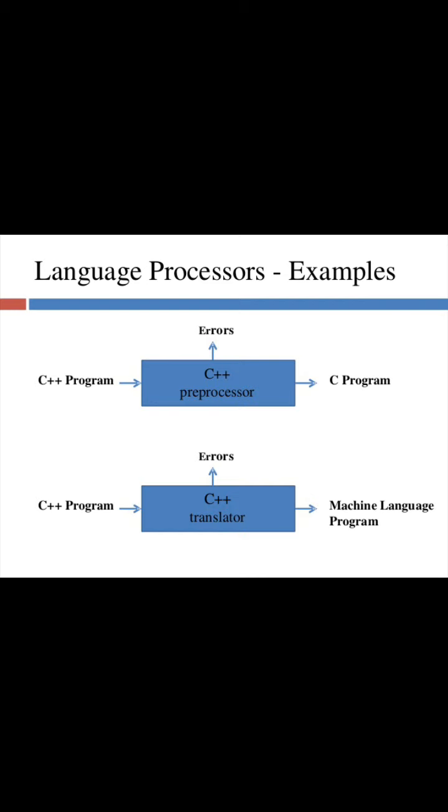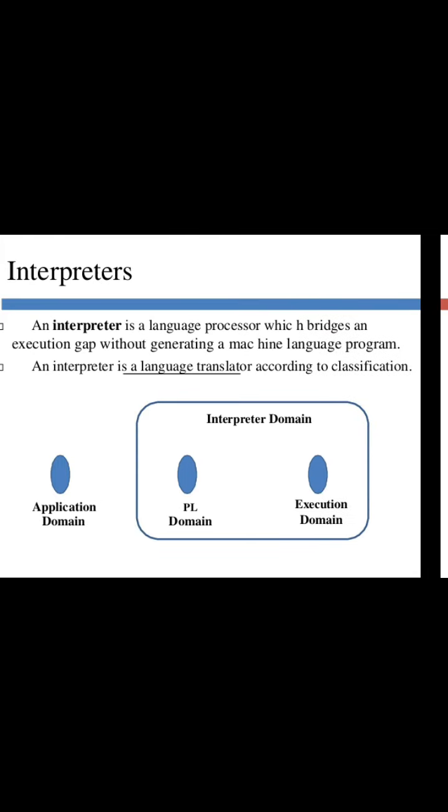Now, these are the language processor examples. In a C++ preprocessor, we have a C++ program as input, and C is the output. In a C++ translator, we will have a C++ program, and the translator will convert it into a machine language program.